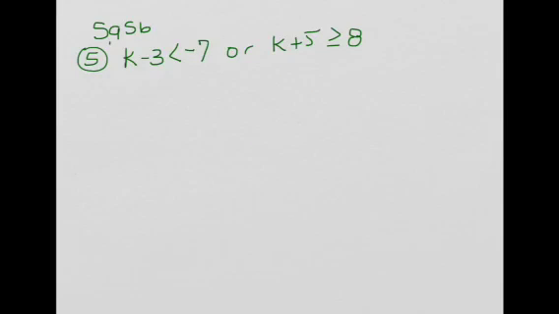Okay, now we need to solve, graph, and do set builder notation. So we're going to go ahead and zero pair out the 3. That gives us k is less than -4, or zero pair out the 5. K is greater than or equal to 3. So we're going to go ahead and graph those and see what they look like.